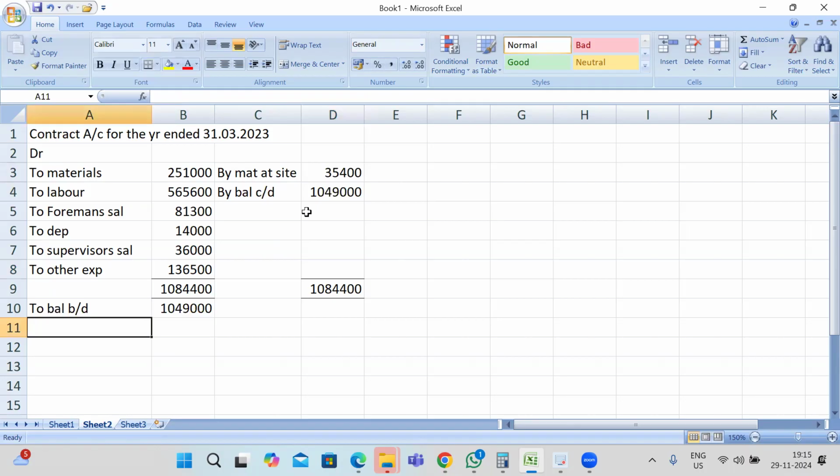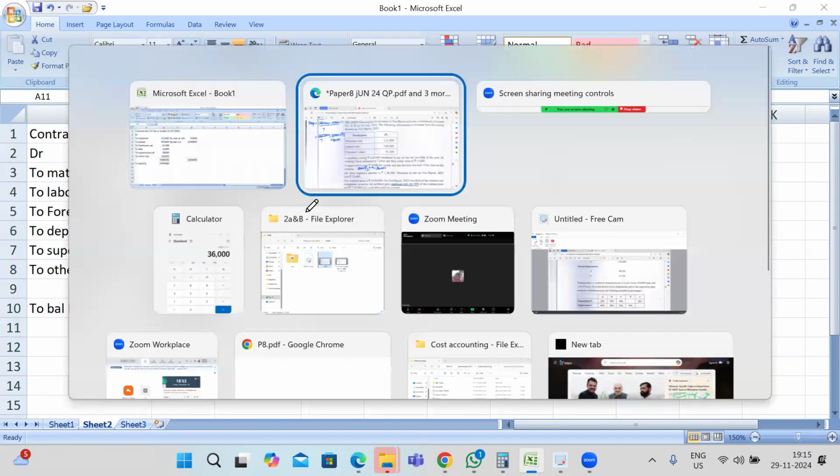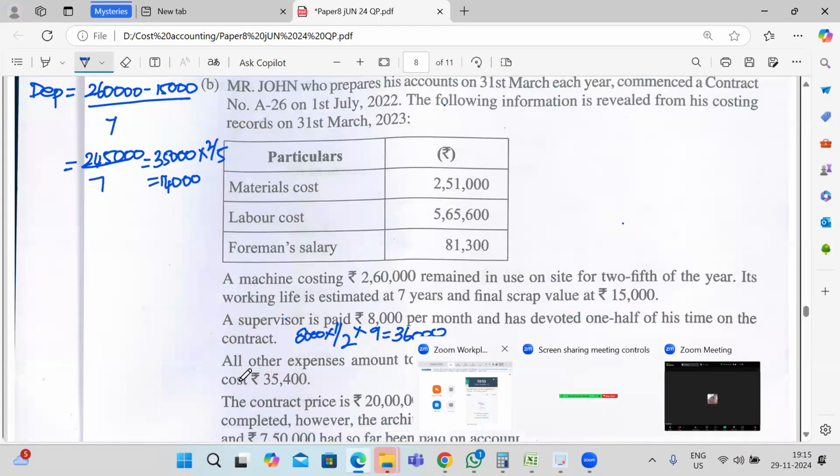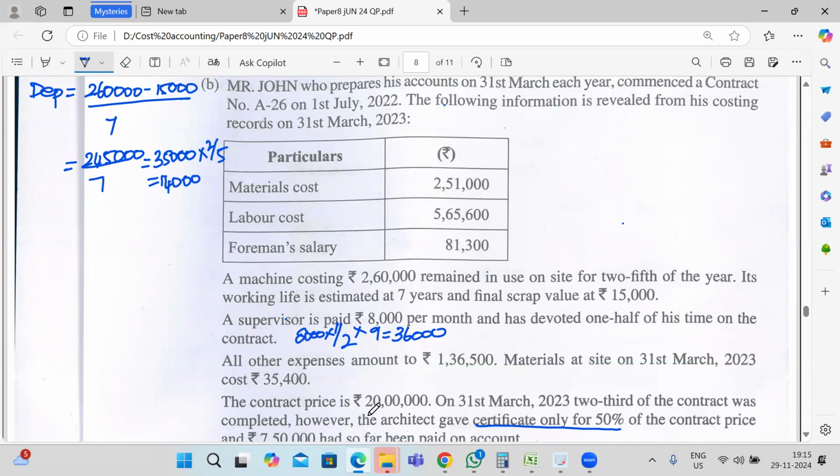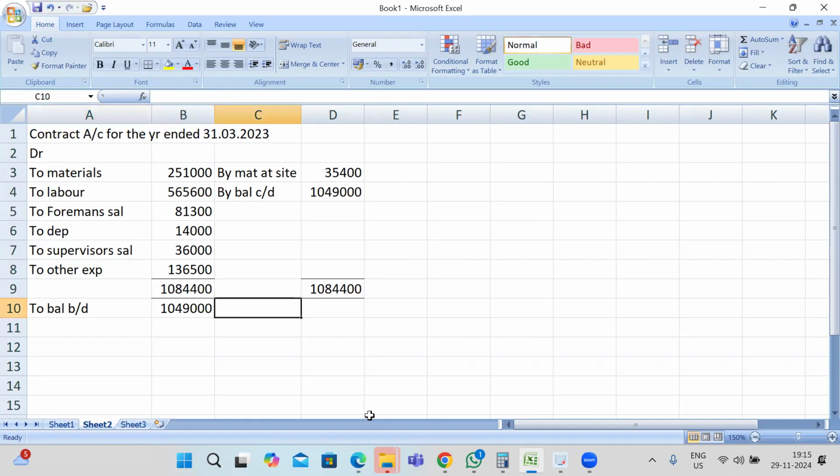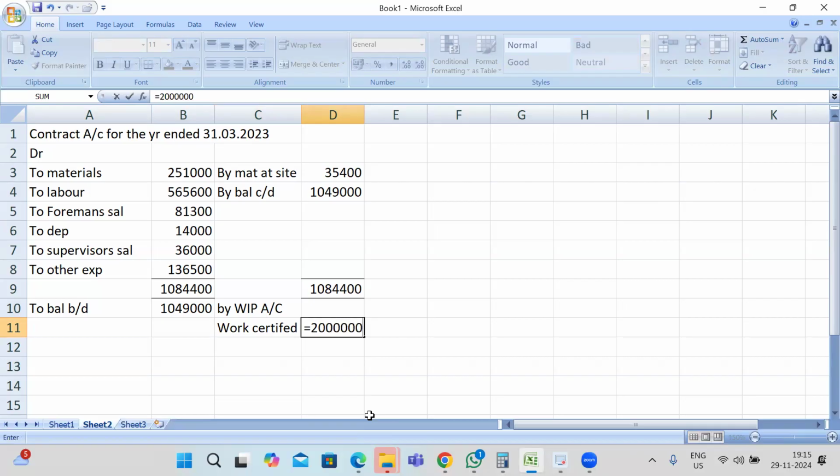So work certified in this question, they have mentioned 50% only they have given certificate. That is, the contract price is 20 lakhs. In this, they have certified for 50%. That means work certified is 20 lakhs into 50%. So by work in progress account, in this work certified 20 lakhs into 50%, that is around 10 lakhs.